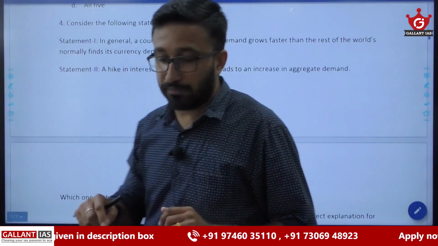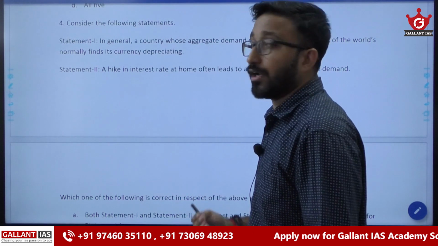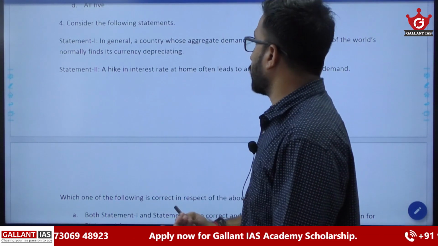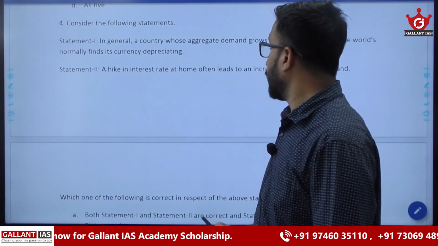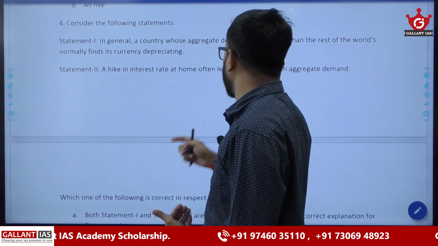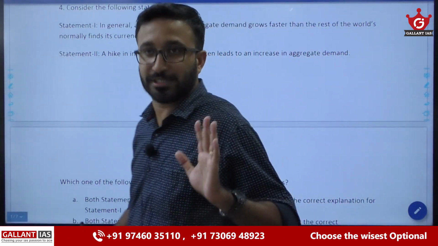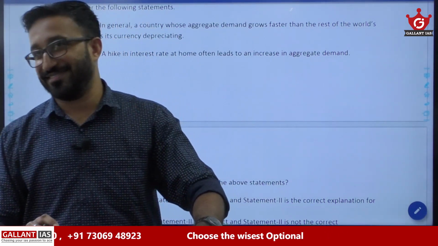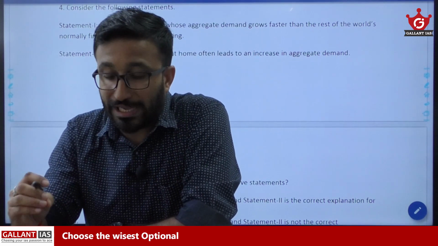consider the following statement, statement 1 and 2. In general, a country whose aggregate demand grows faster than the rest of the world normally finds its currency depreciating. And statement 2 is, a hike in interest rate at home often leads to an increase in aggregate demand. This is also an NCERT question. കണ്ടിട്ടുണ്ടാവത്തില്ലല്ലോ? അതാണ്.